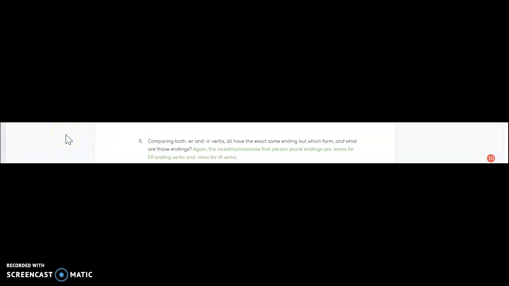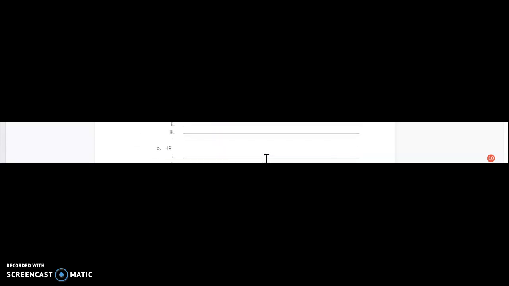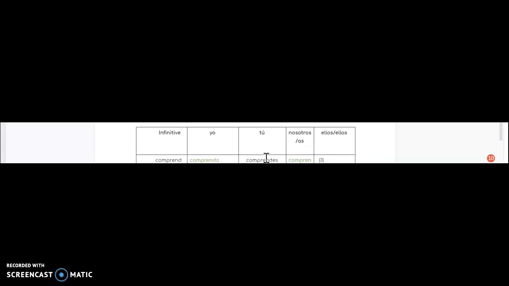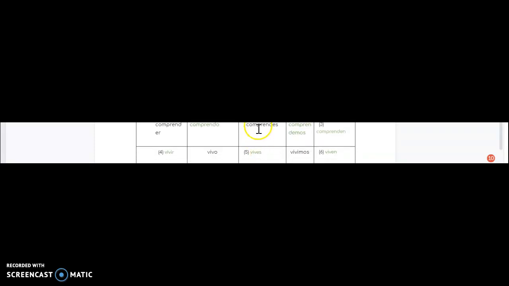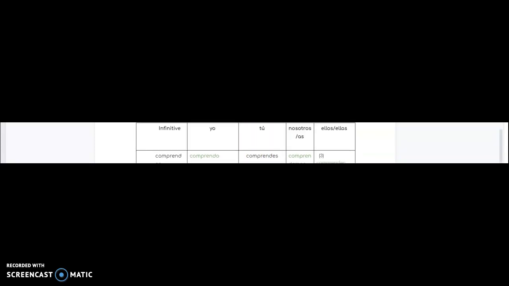Número 5. Comparing both, ER and IR verbs have the exact same ending, but which form and what are those endings? Again, the nosotros and nosotras first person plural endings are emos for ER ending verbs and imos for IR ending verbs. And on this part, your answers are going to vary, but let's go ahead and look at the conjugation box here. All right.